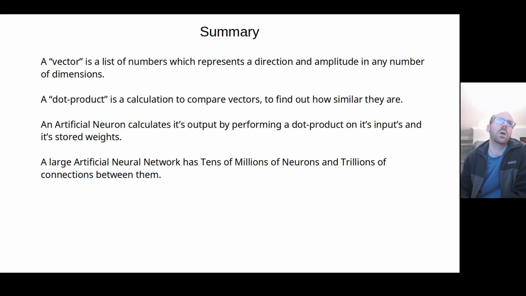Yeah, so the next slide, summary. This slide is just to go over some of the facts we mentioned before. A vector is just a list of numbers, and it represents a direction and an amplitude in any number of dimensions. A dot product is a calculation to compare two vectors and find out how similar they are. An artificial neuron works by calculating a dot product on its inputs and its stored weights. A large artificial neural network has tens of millions of neurons and trillions of connections between them.